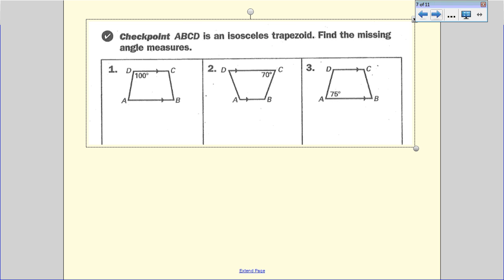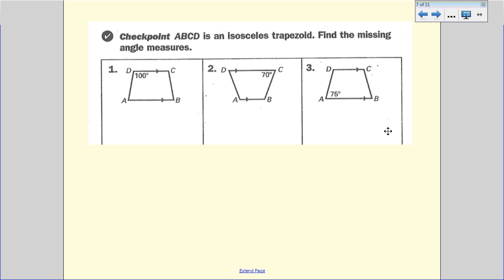So let's take a look at the checkpoint. We know it's isosceles, so now we can find the other angles. So if it's isosceles, that means these legs are congruent. So that means 100 degrees goes in both of those base angles.